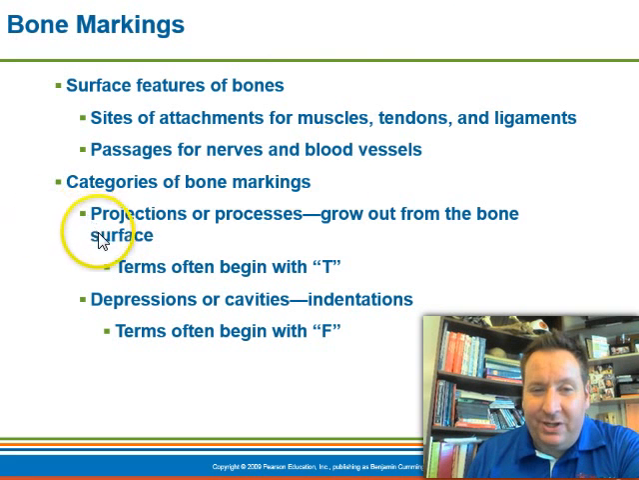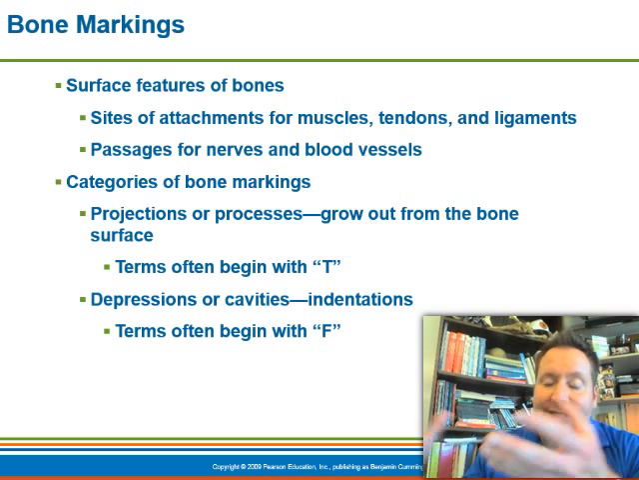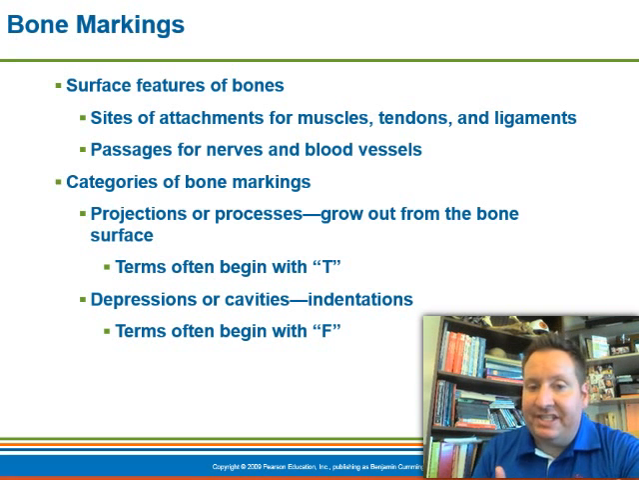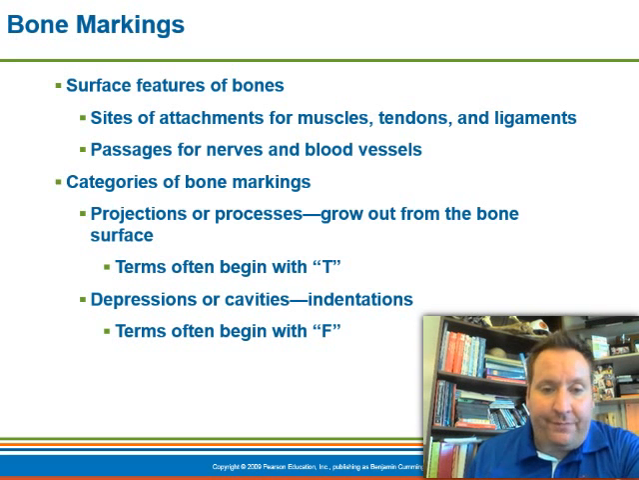What you guys have to know is, processes are things that grow out from the bone. So processes or projections are these features that grow out of the bone. They often begin with the letter T, like trochanter or tubercle. Depressions or cavities or indentations in the bone often begin with an F, like a facet or a foramen.